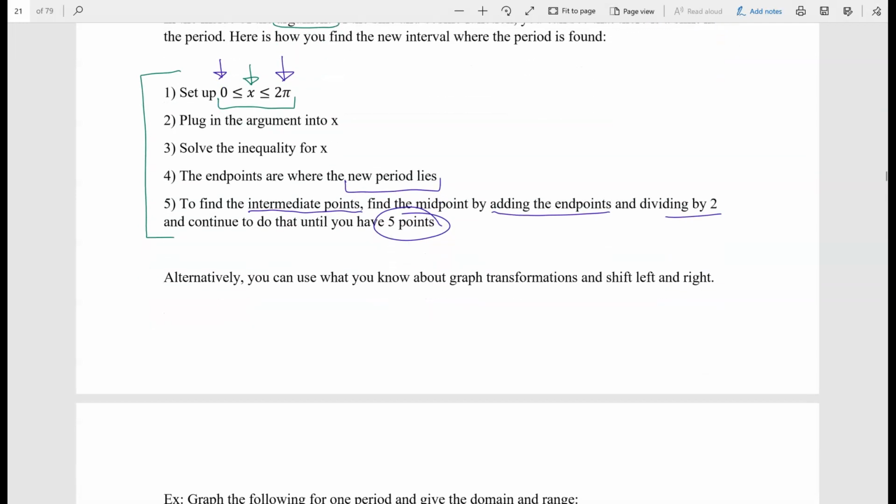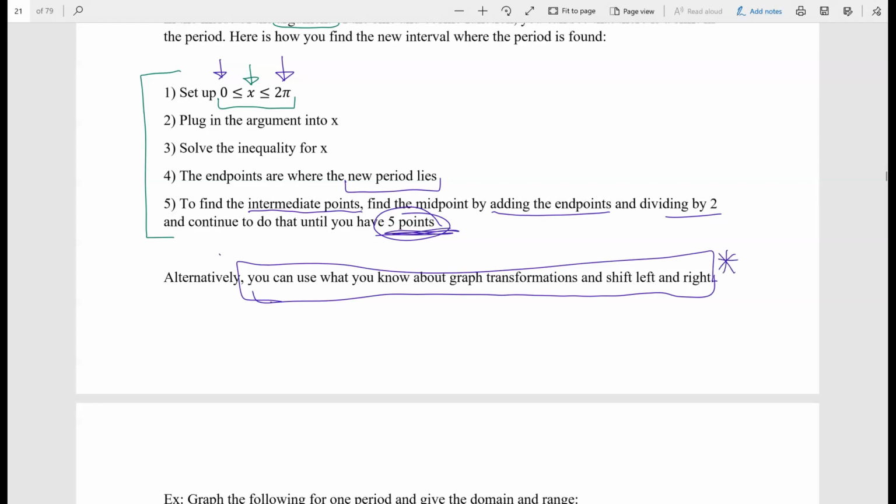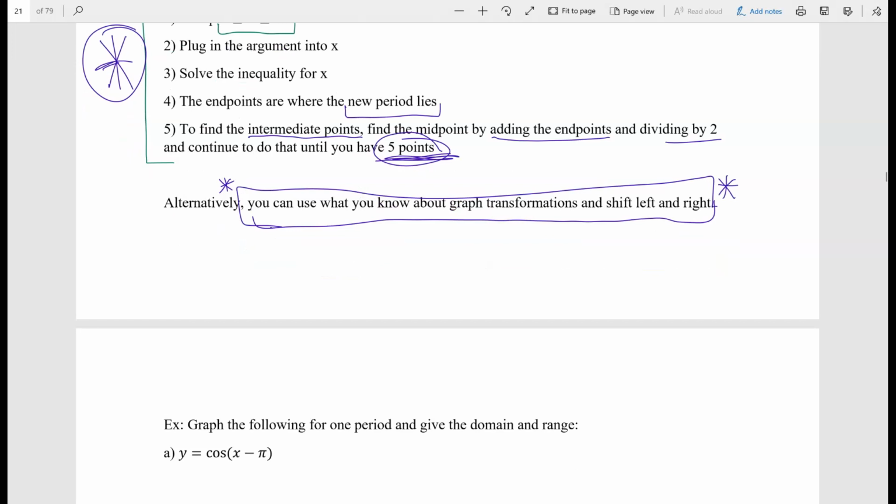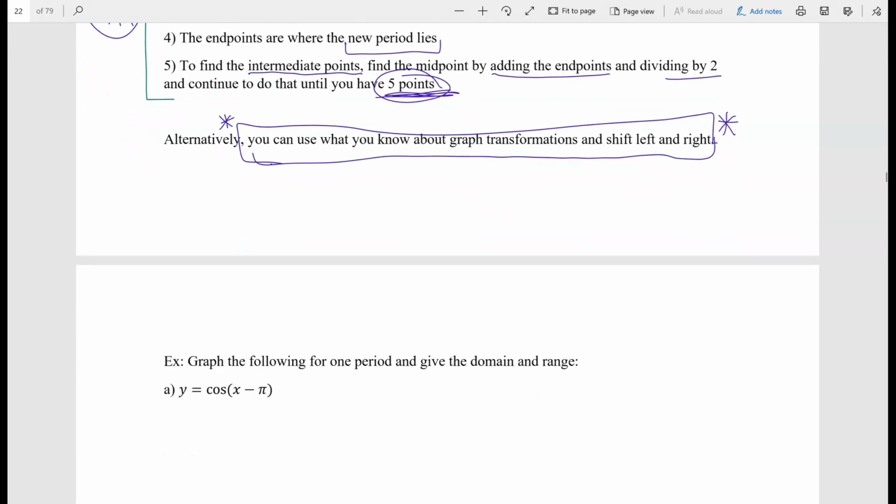You can also use graph transformations, which is basically shifting it left 2 units or shifting it right 2 units. It's really up to you. But the way that I'm going to do it is using this method. If you want to use the other method and you know it very well, you can do it. But I'm mainly going to be using this tool for doing phase shifts as well, for the next couple of problems, when you have a B and a C, okay?